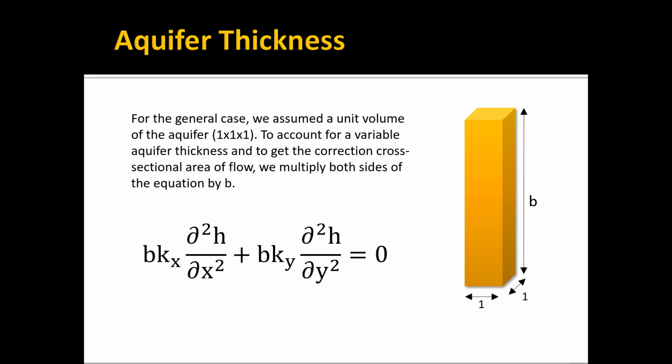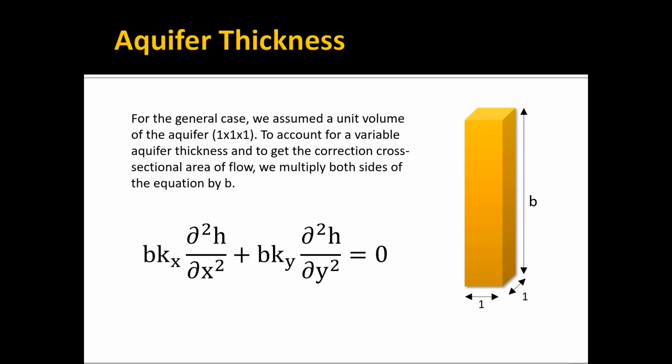But we have to account for the aquifer thickness. In the more general case, we assumed a unit volume of the aquifer, 1 by 1 by 1. Actually, we assumed it was dx, dy, dz, but since you divide the dx, dy, dz term out and get rid of it, the derivation works equally well assuming a unit volume of the aquifer. So in this case, we're going to use a 1 by 1 by b representative element. So it's 1 in x, 1 in y, and then the thickness is b. And so we multiply each term in the equation by this thickness b, because it has to do with the volume of flow that the water flows through. Through each face, it's through an area of b by 1.